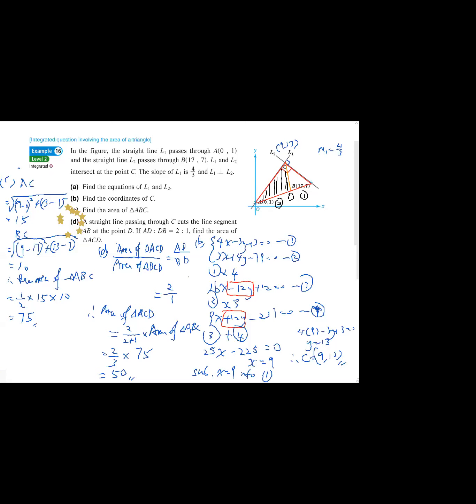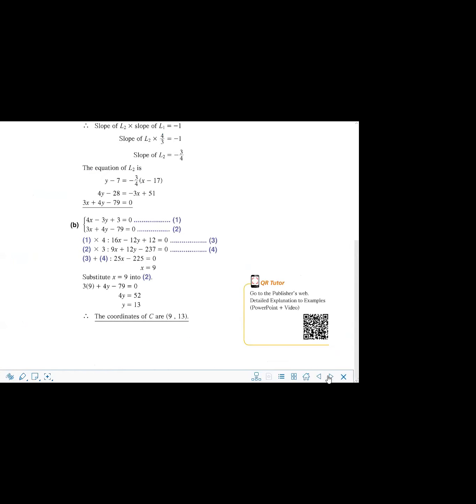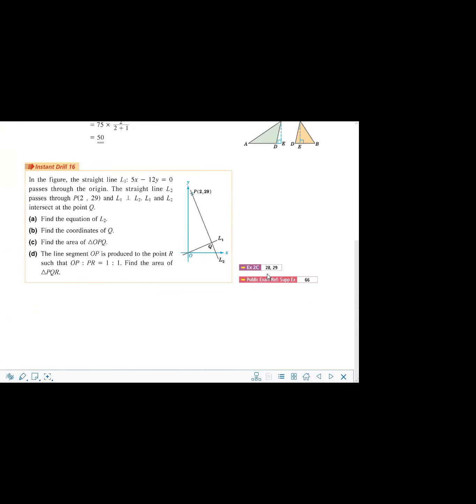Okay, I'm going to clear the board first. Let us do the classwork. This is the next page. Instant drill number 16. Okay, so I give you 10 minutes here. 10 minutes. So please remember to upload to the Math app.